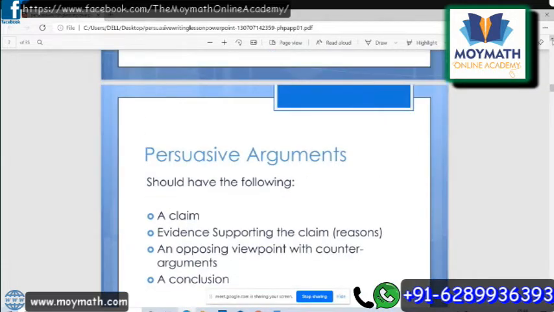If you want to persuade anyone, what is the format of that piece of writing? First, a claim. Now, if I say that so-and-so person is a good person, or so-and-so product is the best in the world, that is a claim that I am making. For example, if I say iPhone, the latest version of iPhone.